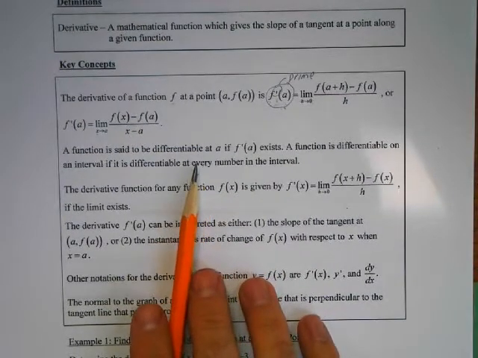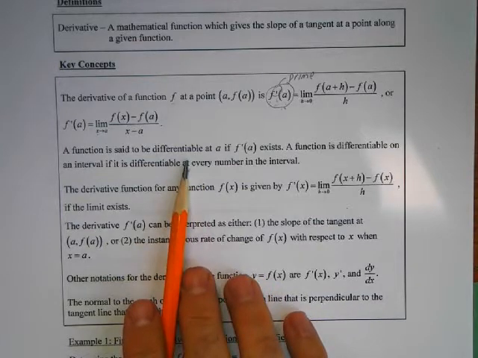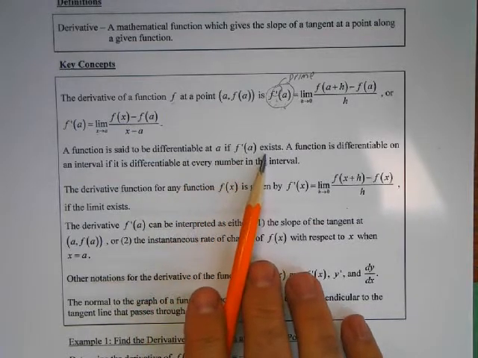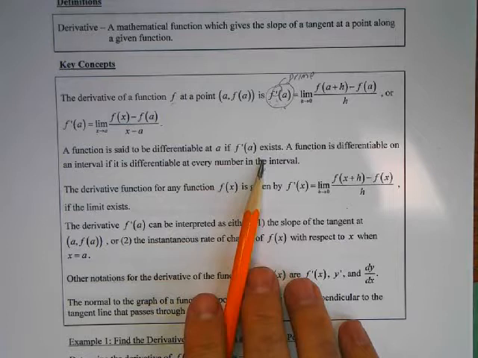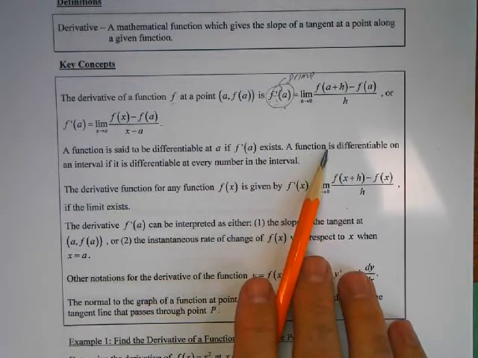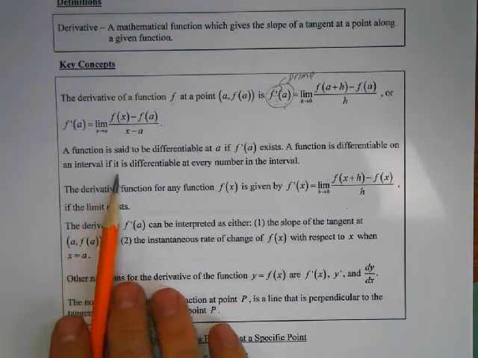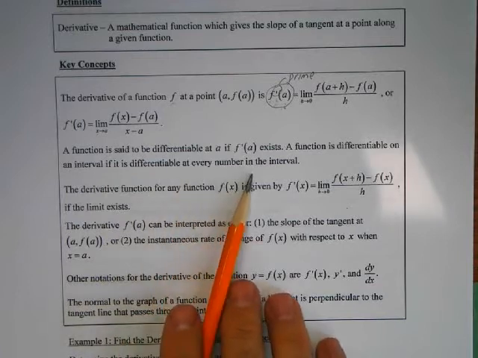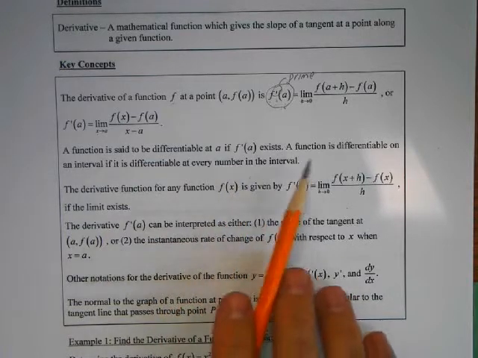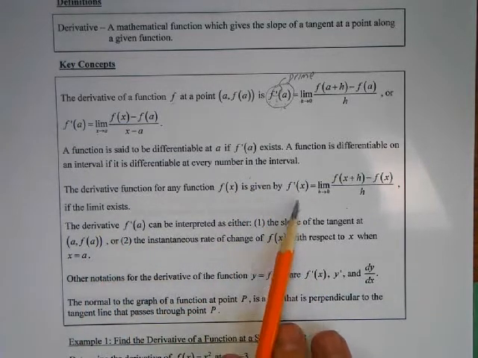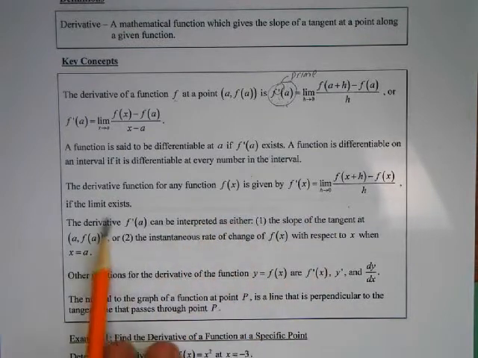A function is said to be differentiable. That means you can take the derivative. It's differentiable at a if the derivative at a exists. So that makes sense. A function is differentiable on an interval, like between 2 values of x, if it's differentiable at every number in the interval. Okay, and you'll see most functions are differentiable everywhere for all of their domain, but there's some situations where it's not, and we're going to look at that. Okay, so again, we have this.